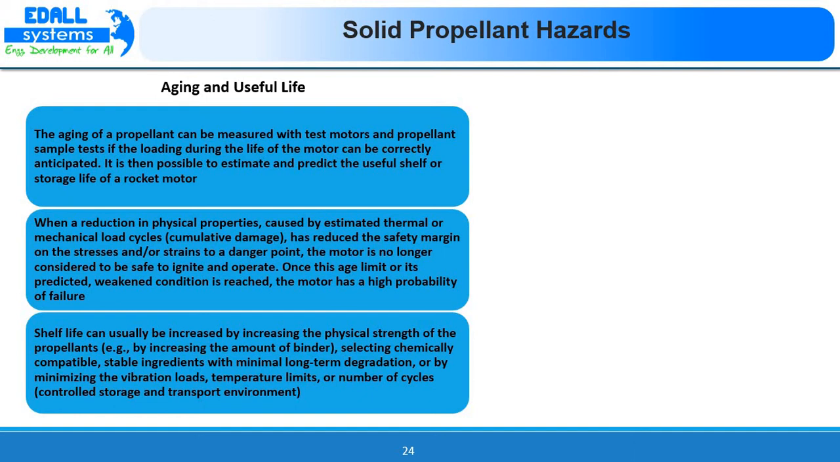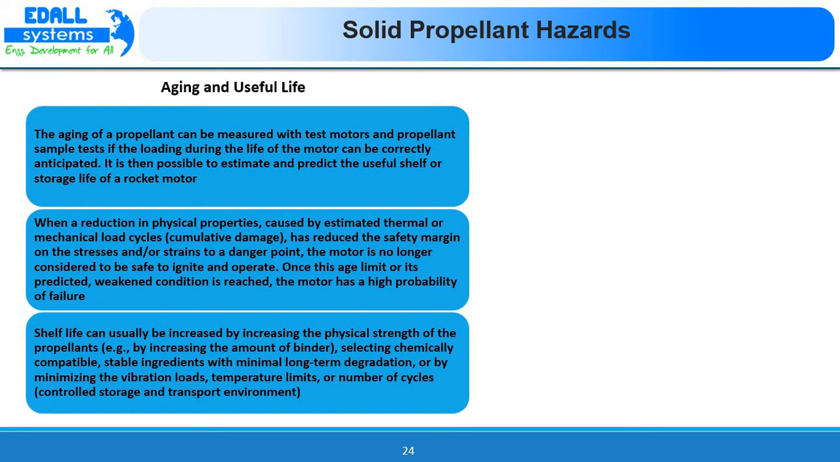Because when reduction in physical properties caused by estimated thermal or mechanical load cycles has reduced the safety margin on the stresses and or strains to a danger point, the motor is no longer considered to be safe to ignite and operate. Once this age limit or its predicted weakened condition is reached, the motor has a high probability of failure. So as we have seen, the propellant is stored inside the case for a very long time, so there might be reduction in the physical properties, which is not very good and it can cause failure.